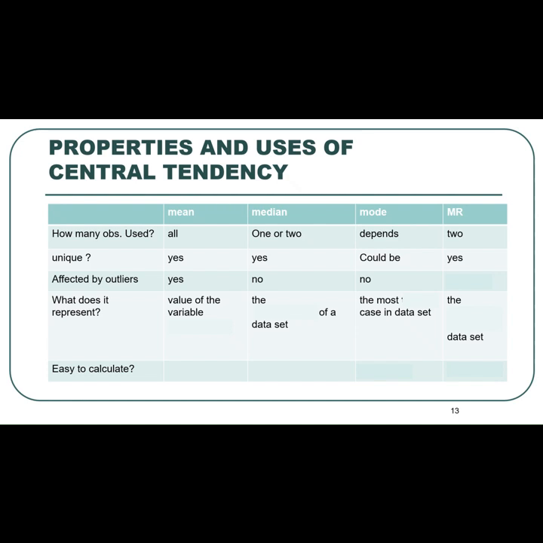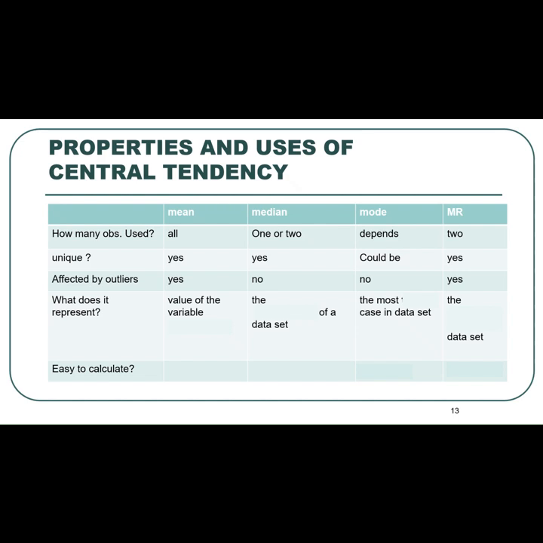Mid-range, obviously, yes, if we do have outliers, it's either the minimum or the maximum or even both of these, so it is affected. So mid-range and mean are the two central tendency measures that are affected by outliers.